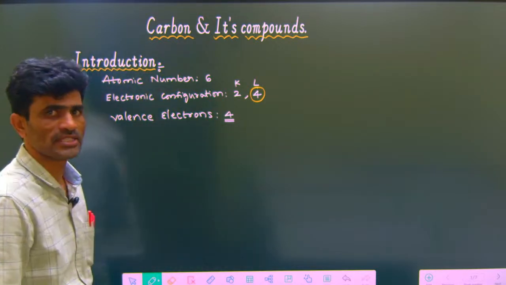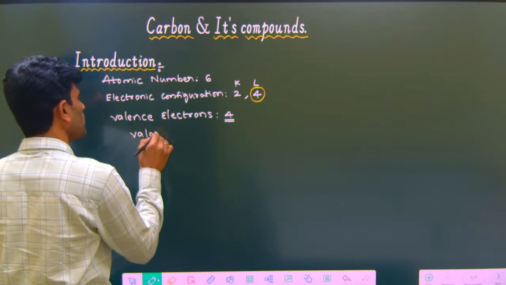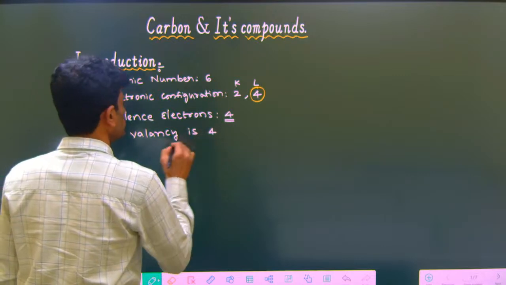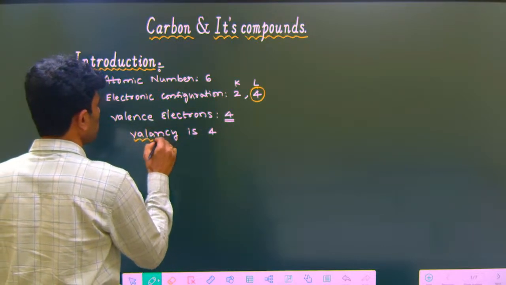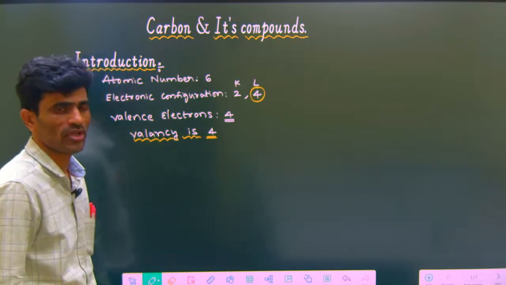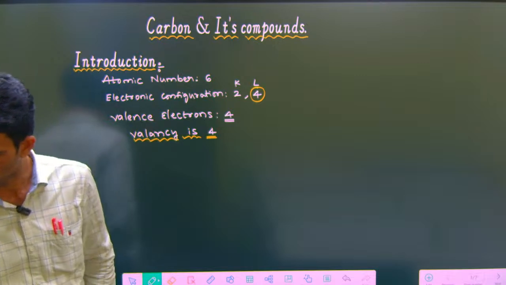When the number of valence electrons is 4, valency is 4. So this is the main basic information we have to know about carbon. The number of valence electrons is 4.